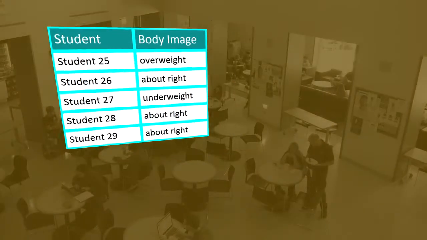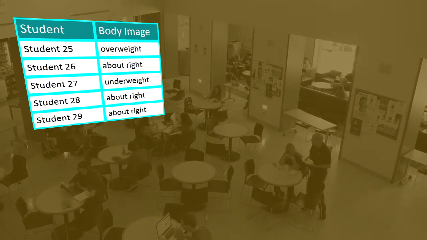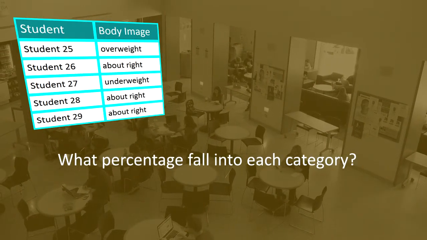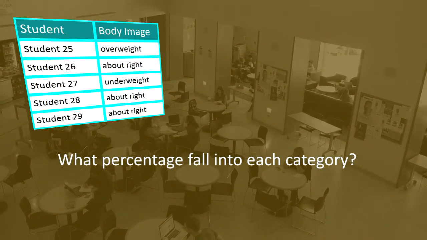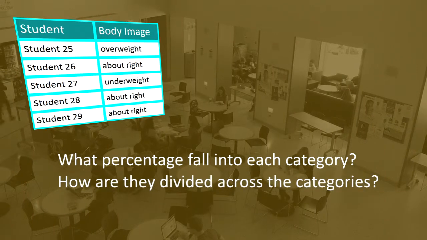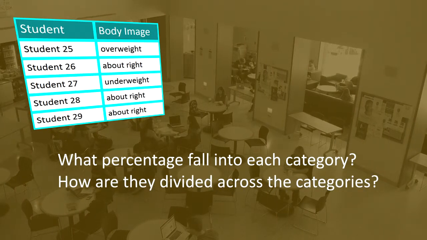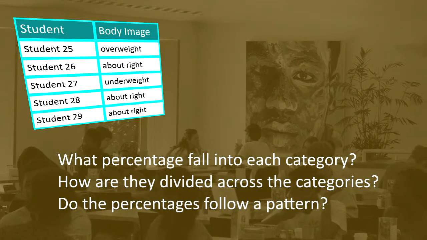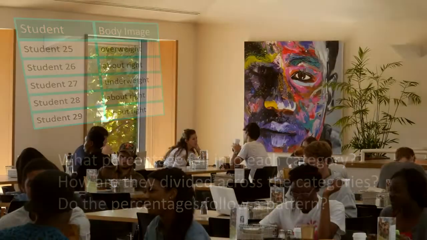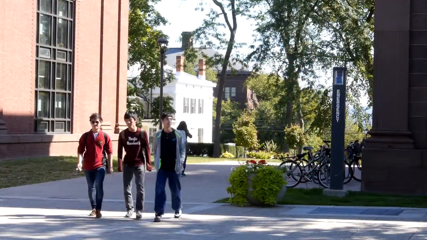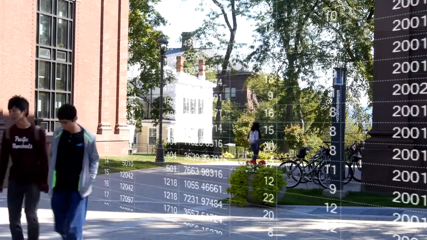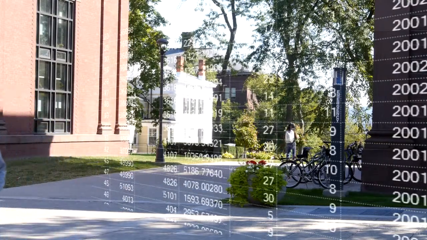Information that would be interesting to get from this data includes what percentage of the sample students fall into each category. Or, how are students divided across the 3 body type image categories? Are they equally divided? If not, do the percentages follow some kind of pattern? There's no way that we can answer these questions by looking at the raw data, which are in the form of a long list of 1,200 responses. That's just not very useful.